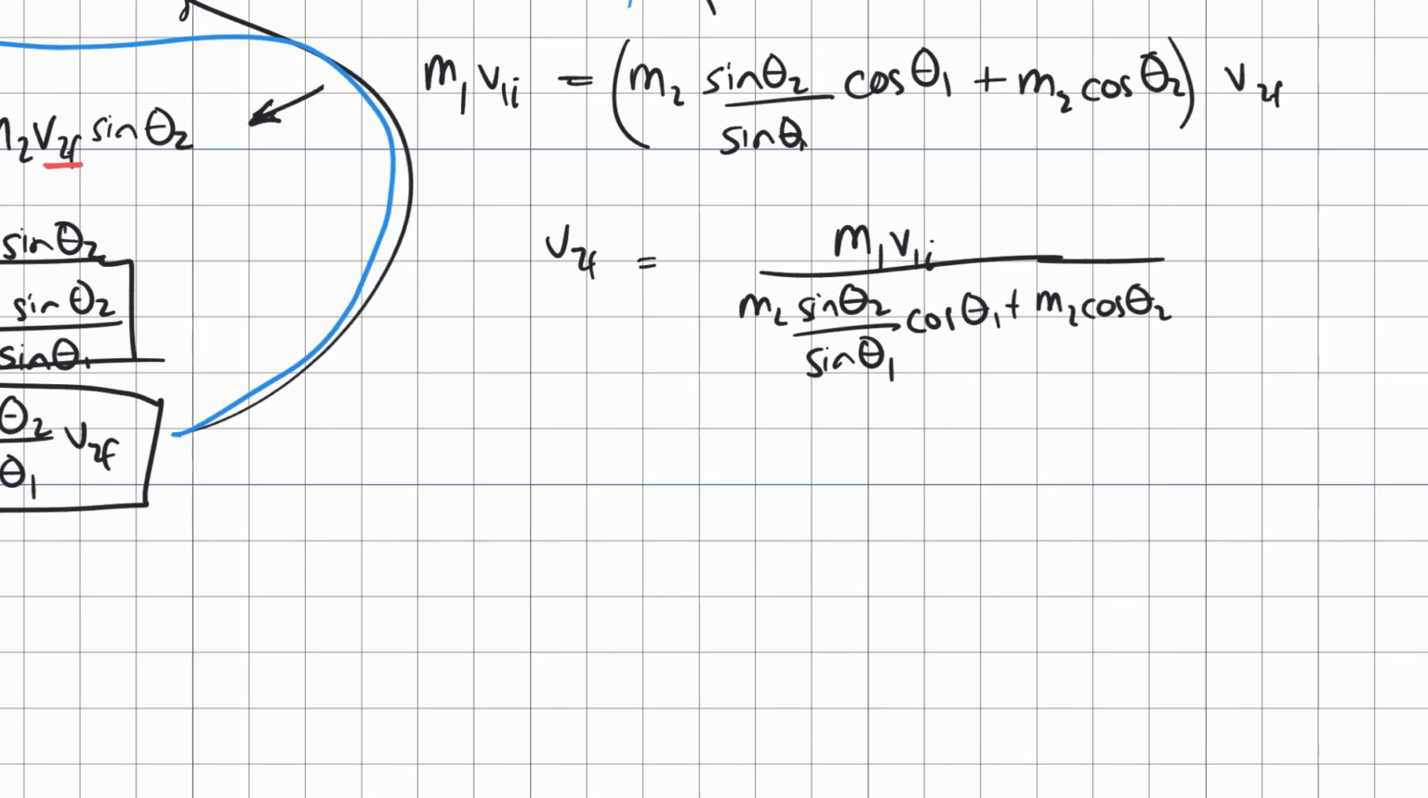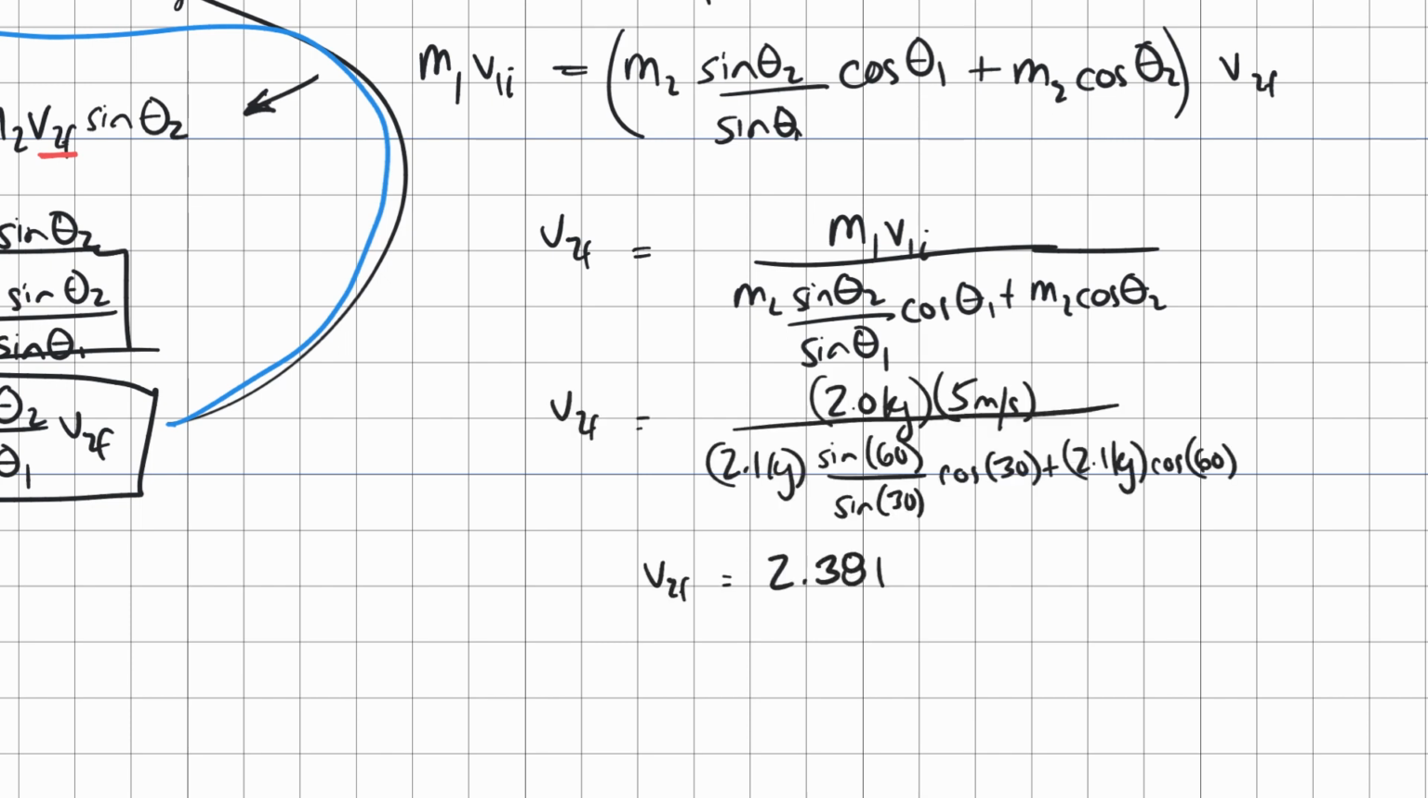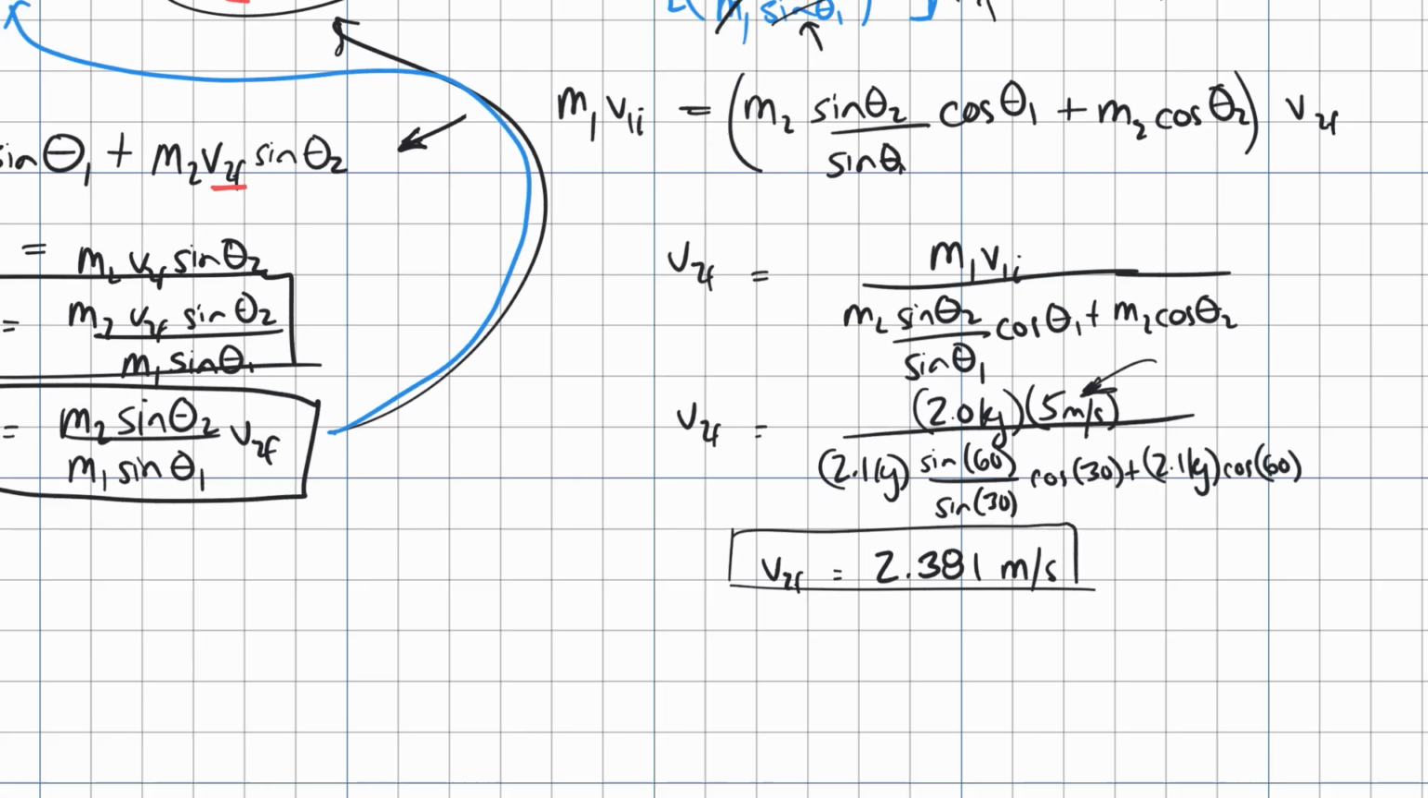Okay, geez, pretty nasty. Let's go ahead and plug in. I'll go ahead and pause while I plug in. Okay, so I'm getting V2F equals 2.381 meters per second. Notice that we're going to have 2 sig figs in this answer. All the inputs have 2 sig figs, except for the original 5 meters per second, which has 3 for some reason. Anyway, we're going to keep this for now because I want to plug it into the other half.